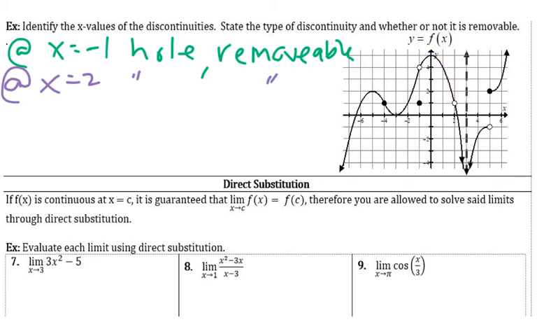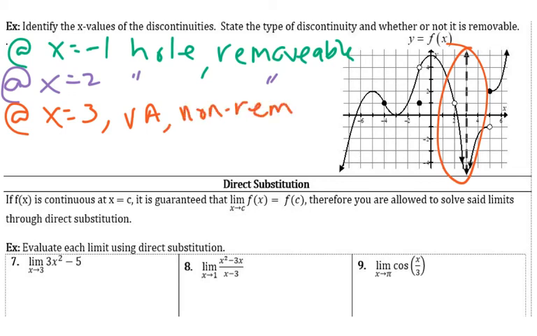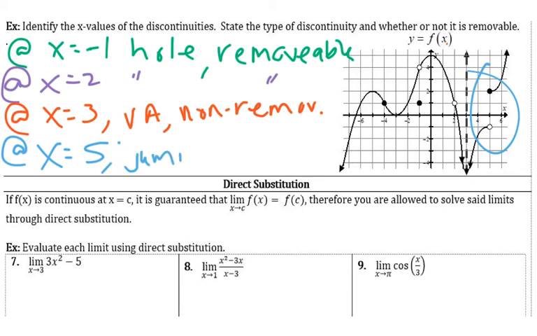The next discontinuity is happening at x equals 3. There is a vertical asymptote. It's really common. You'll see on AP tests, graders use VA for vertical asymptote. This is non-removable. And last but not least, the last discontinuity that we see is happening at x equals 5. And it is a jump or step. Either is fine. And that is also non-removable.